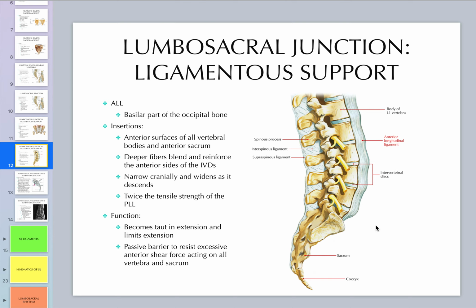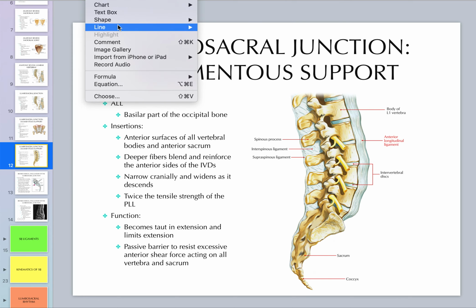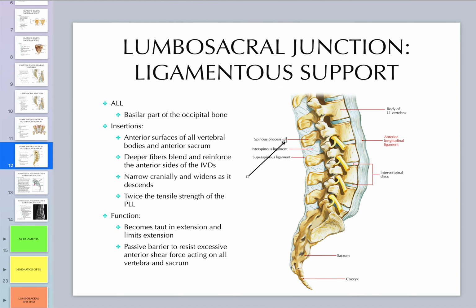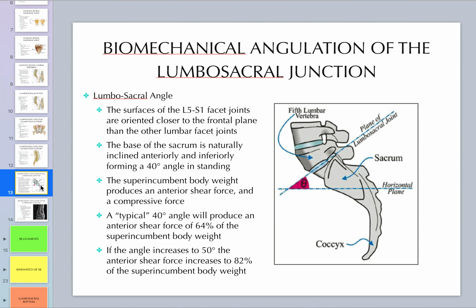So we're going to mention anterior shear, but I just want to show you what I actually mean. The anterior shear force is simply an anterior translational force of a vertebra upon the inferior vertebra, or the sacrum in this case. So anterior shear of L5 would be anterior translation of L5 on S1. And we're going to dive into it right now.